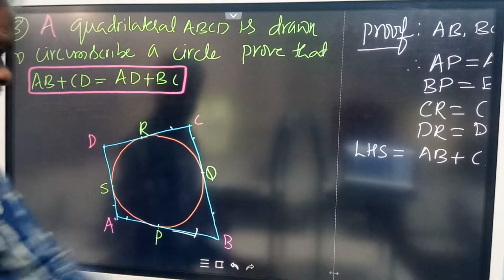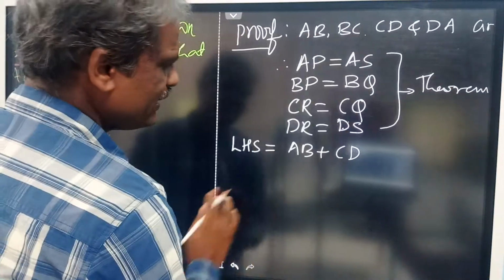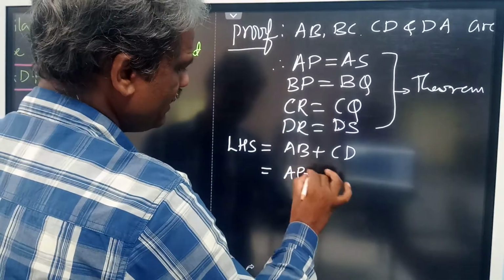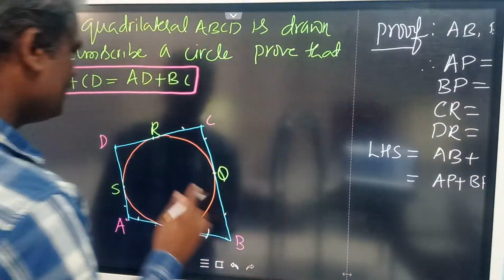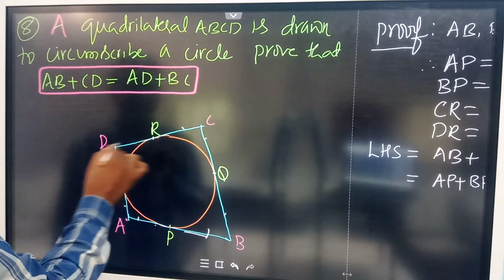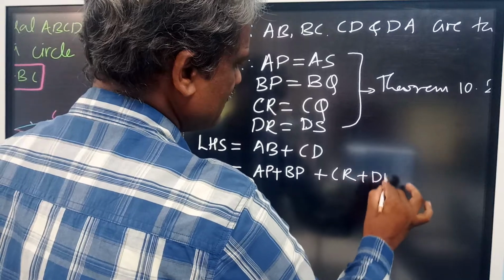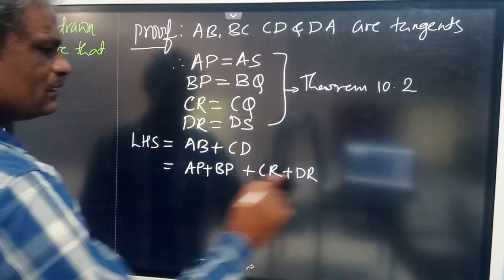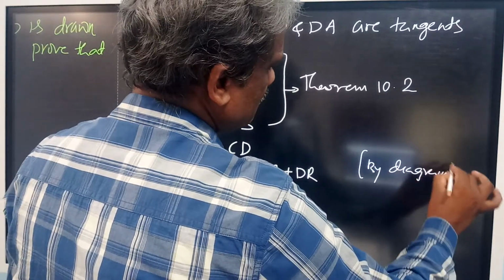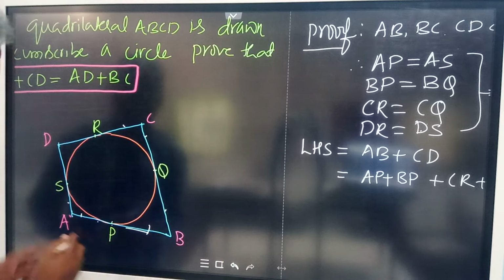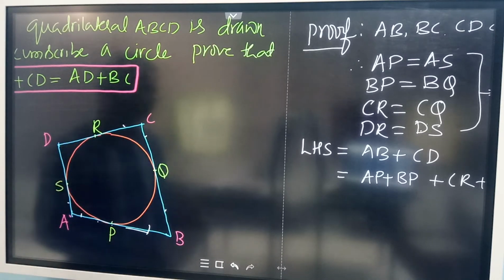Now AB, look at the diagram. AB can be written as AP plus BP. So I will write here in place of AB, AP plus BP. CD in the same way, I will write it as CR plus DR, by looking at the diagram. AB we have written AP plus BP, CD we have written CR plus DR.